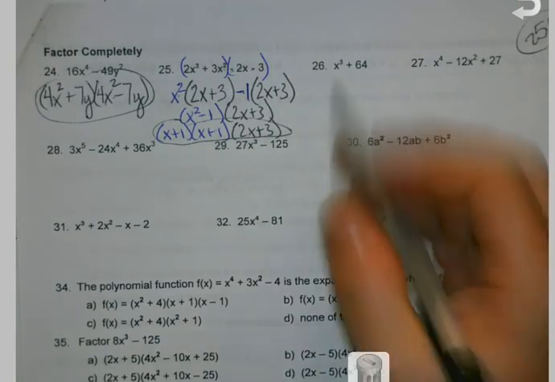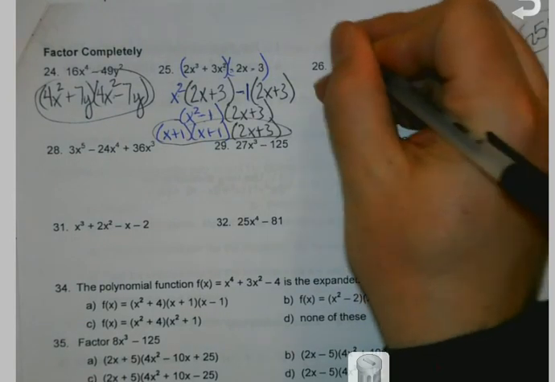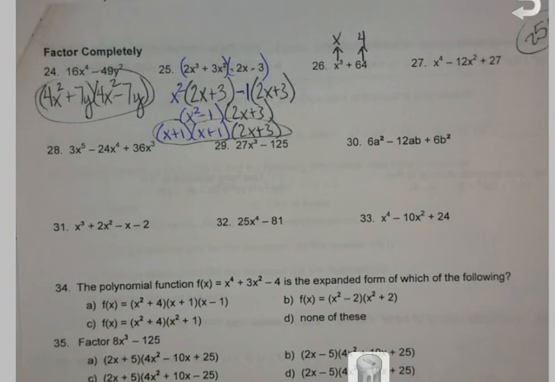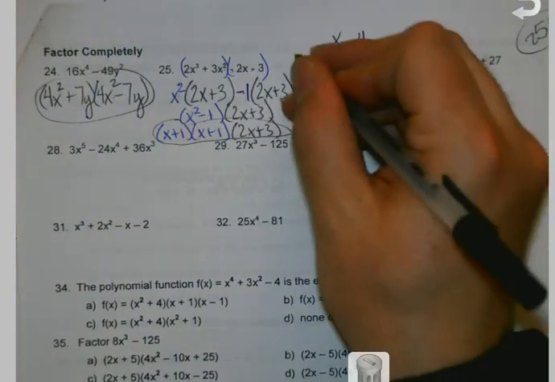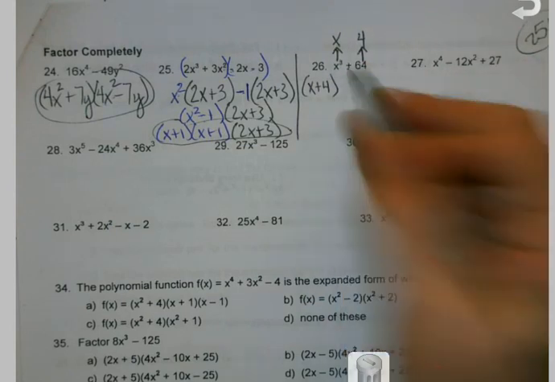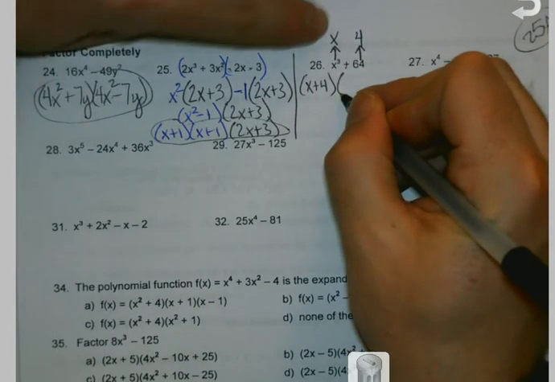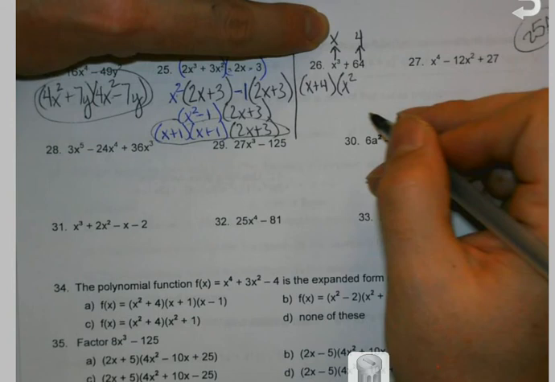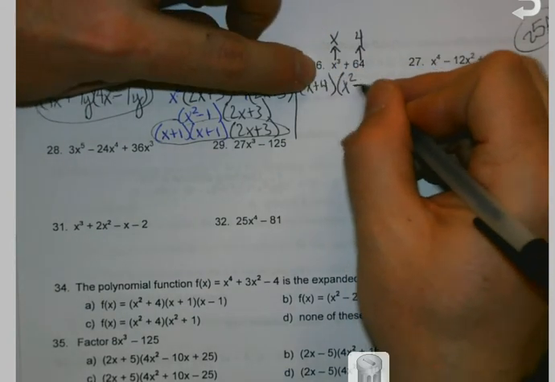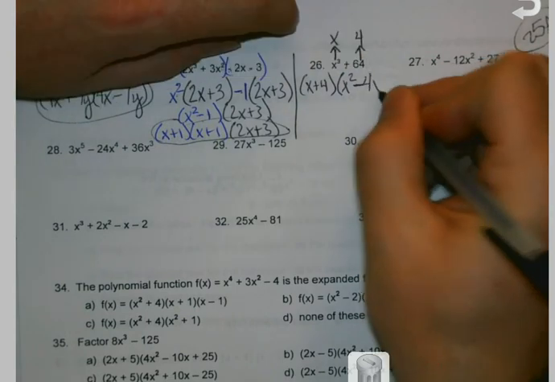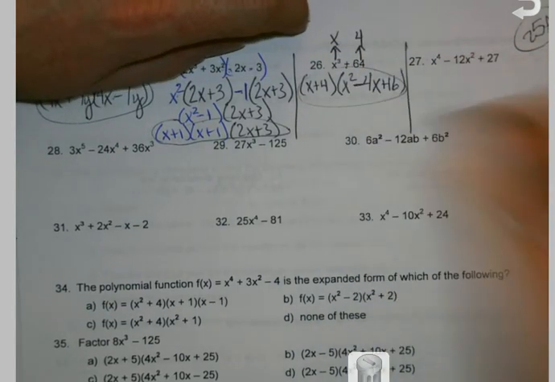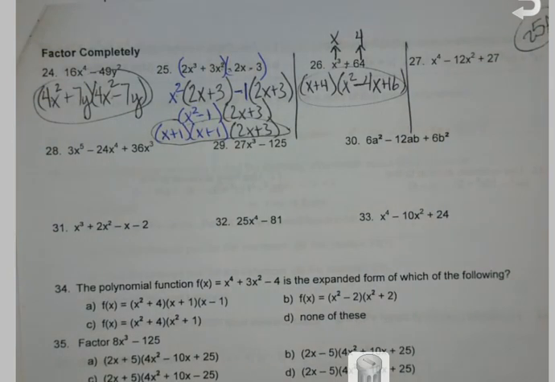26, I see a cube, which gives me a hint. What do I cube to get each of these? X to get x cubed, 4 to get 64. And then I run that pattern we've talked about, and you've got to know the pattern. The 2 terms with the same sign in the middle. Square my first term. If there was a number with it, I'd square the number too. Change the sign of what you started with. Multiply those together. Square your last term. Done. So you've got to watch for these things.